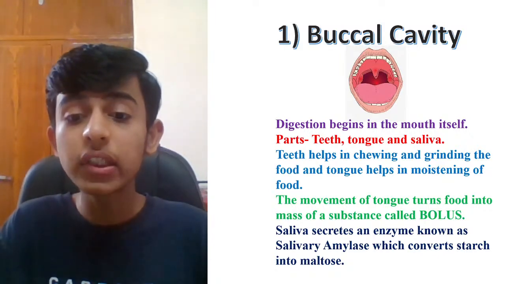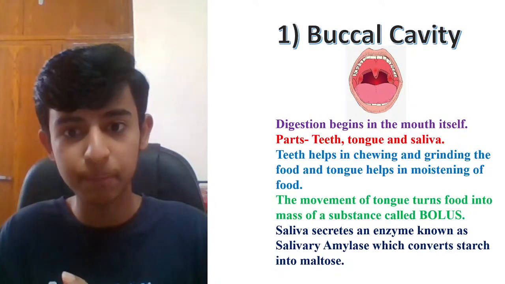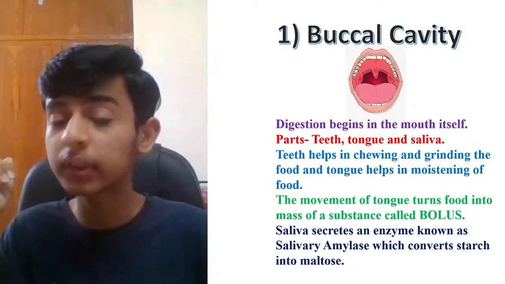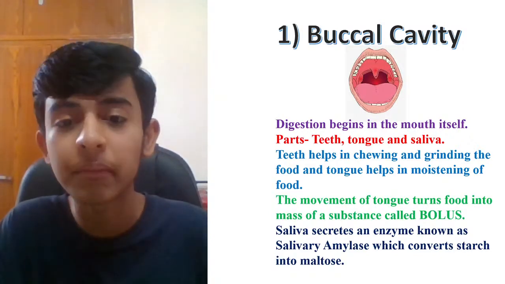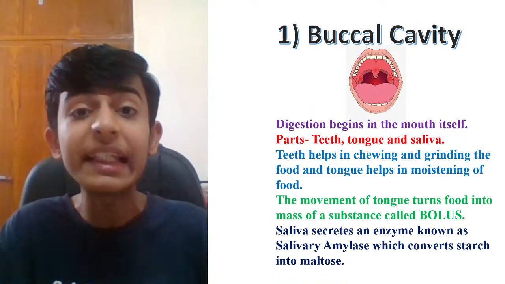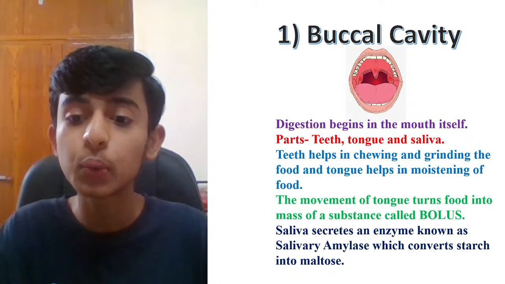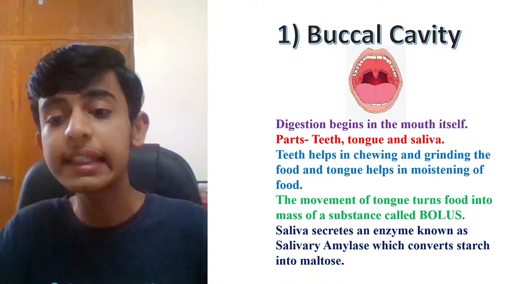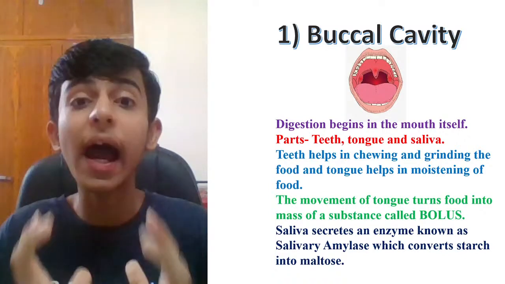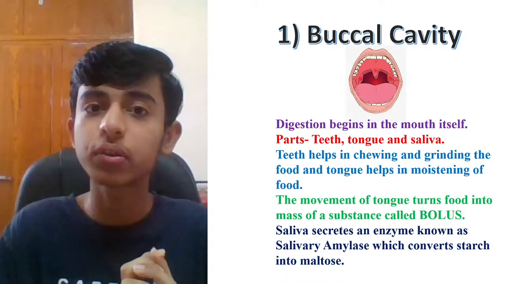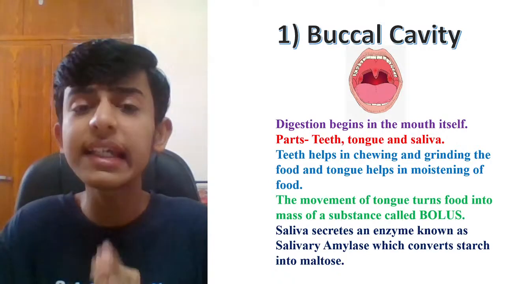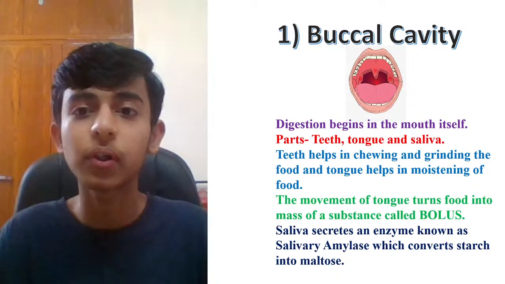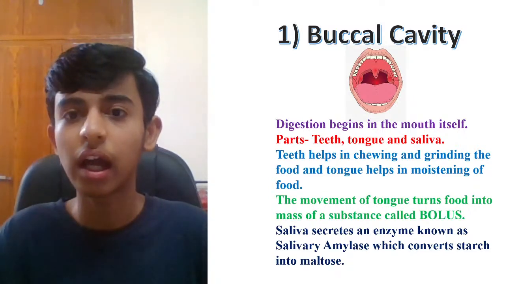Then talking about the saliva. Saliva is very important for all of you to understand. It is a liquid substance in our mouth which secretes an enzyme known as salivary amylase, and this is the first enzyme to act. What is the role of salivary amylase? It converts starch, which is a complex carbohydrate, into maltose, which is a simpler sugar. These events happen in the buccal cavity, which we also call the mouth. I hope that is clear.